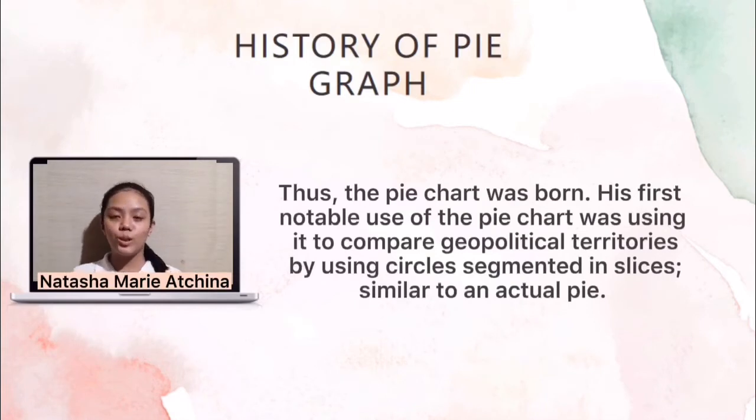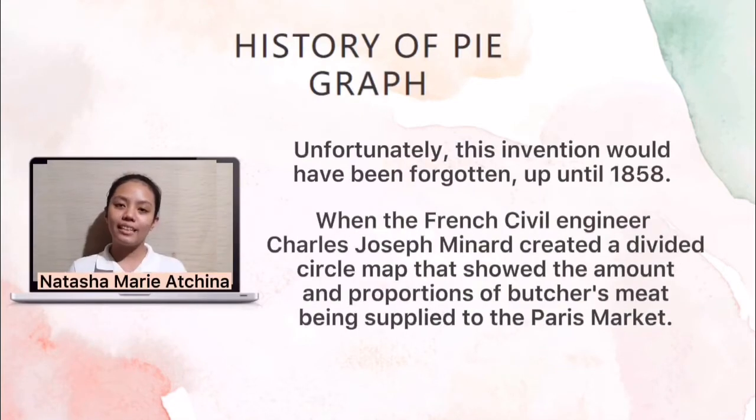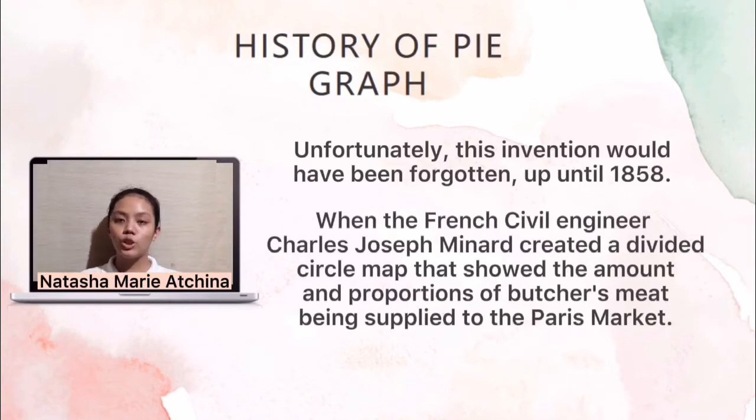His first notable use of the pie chart was using it to compare geopolitical territories by using circles segmented into slices, similar to an actual pie. Unfortunately, this invention would have been forgotten up until 1858, when the French civil engineer Charles Joseph Minard created a divided circle map that showed the amount and proportions of butcher's meat being supplied to the Paris market.